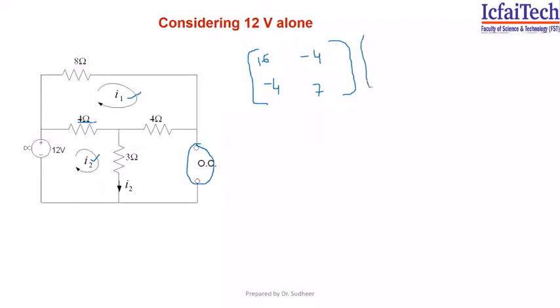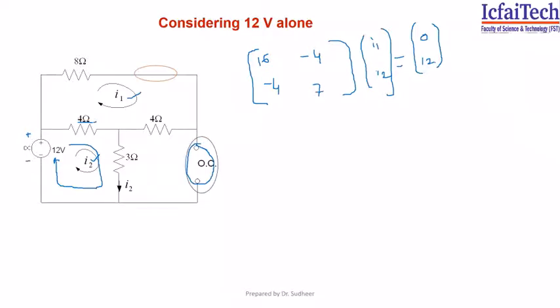So multiplied with I1 and I2, two unknown currents, which is equal to, we need to add the voltage values. If you travel in the first loop, there are no voltage sources, therefore 0. If you travel in the second loop, in a clockwise direction, I am touching minus to plus. If minus to plus is taken to right hand side, it will become plus. So plus 12 volts.